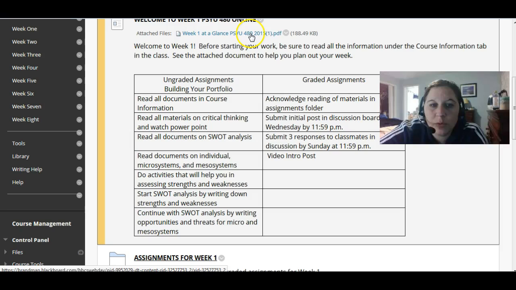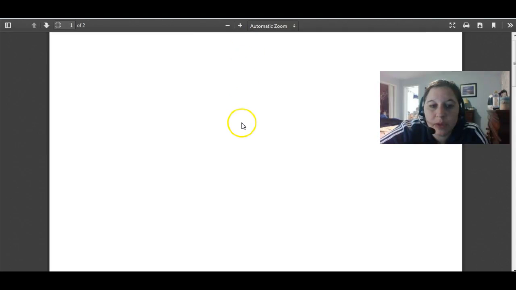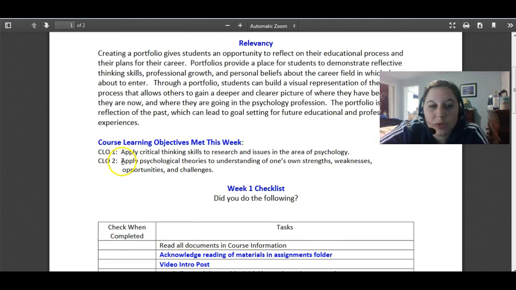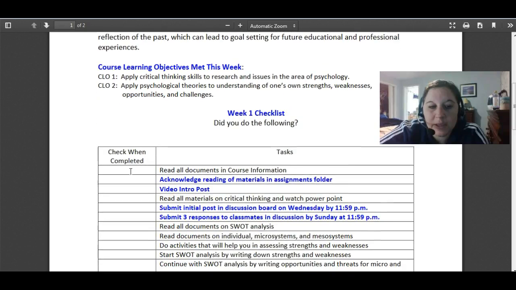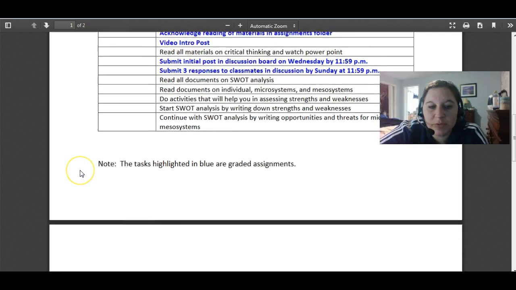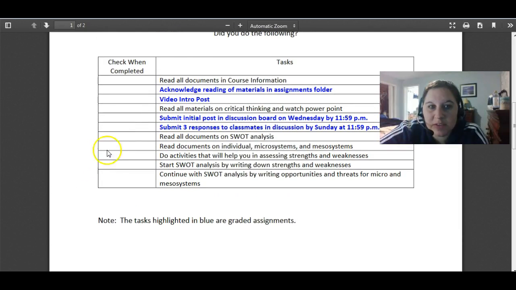So if you click at the week 1 at a glance, you will see that this document gives you a quote. It talks about the portfolio and what we're going to be doing throughout the weeks ahead, the course learning objectives for the week, and then also a nice graph about what you should be completing throughout the week. You're going to notice that those that are highlighted in blue are the graded assignments for the week. So if you find this a helpful tool, please use it.